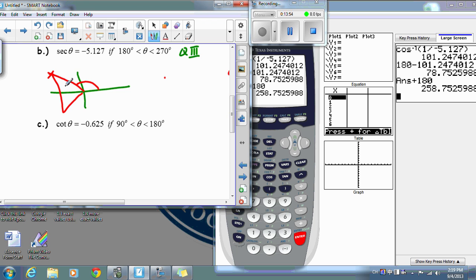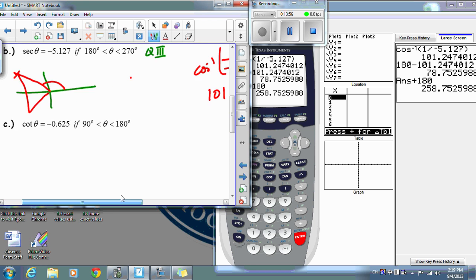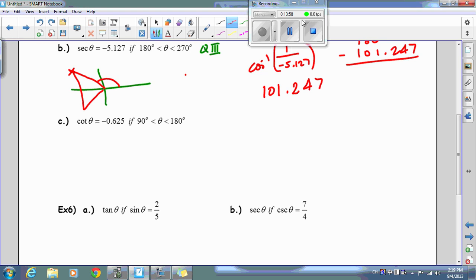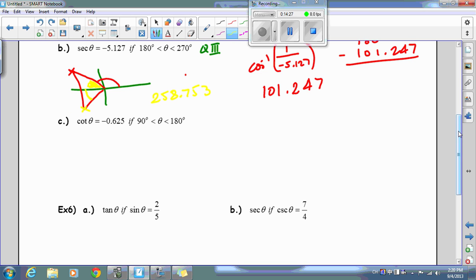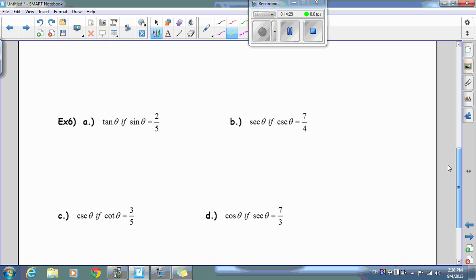In fact, once I found the reference angle, it was this portion, and it's identical to this portion as well. So by finding the reference angle and adding it to the whole 180, I get the measure of this side, and our calculator told us that the measure of that side is 258.753. We can do the same thing for C, and I will leave that up to you.